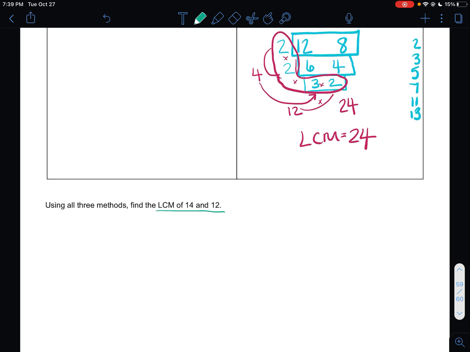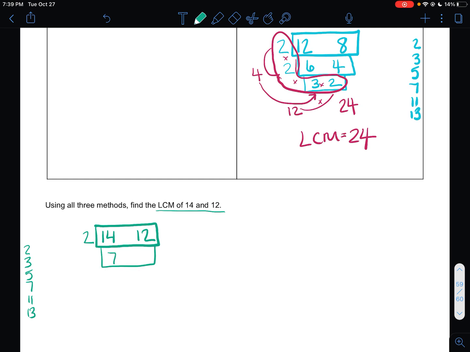ready. So I want to find the least common multiple of 14 and 12. So I'm going to put 14 and 12 in my first layer of cake. And same thing. 2, 3, 5, 7, 11, 13 are my numbers I can divide out. 14 and 12 are even, so I know they're divisible by 2.